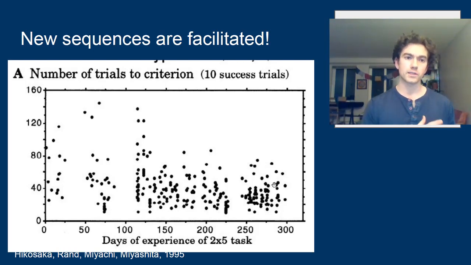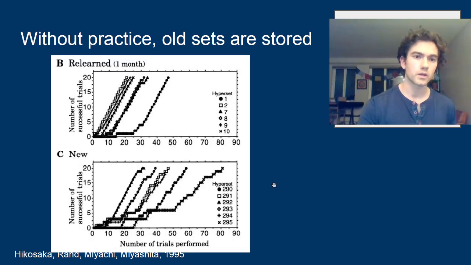So not only did we see that learning going on for individual hypersets, but there's actually facilitation going on for novel learning of new hypersets as well. And this is kind of like, once you know how to play a musical instrument, you can learn new songs on it easier than you could learn new songs when you were first starting out.